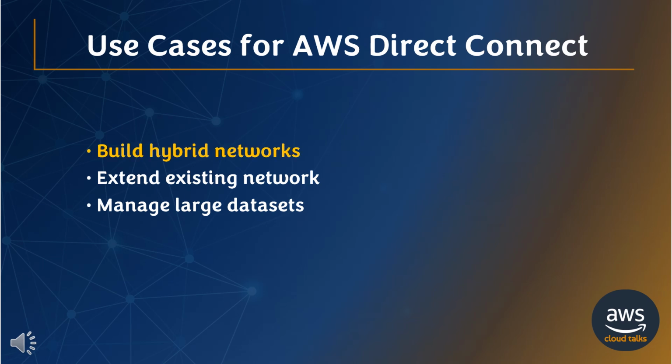Build hybrid networks. Link AWS and on-premises network to build applications that span environments without compromising performance. Extend existing network. Link your network to AWS Direct Connect and use SiteLink to send data between your locations. Manage large datasets. Ensure smooth and reliable data transfers at massive scale for real-time analysis, rapid data backup, or broadcast media processing.